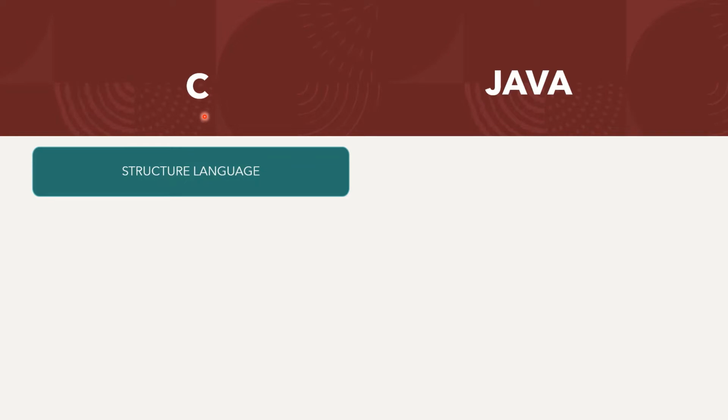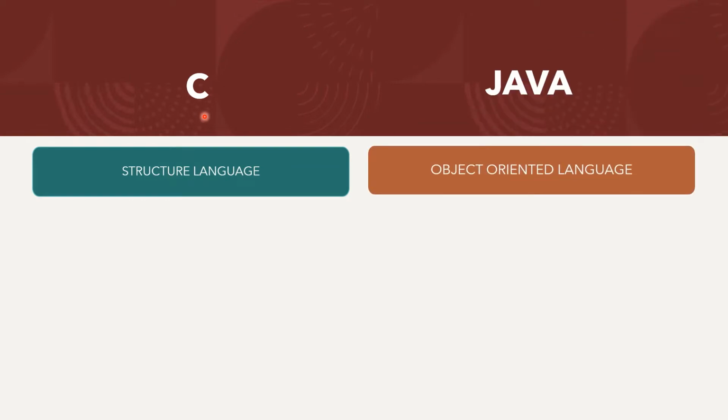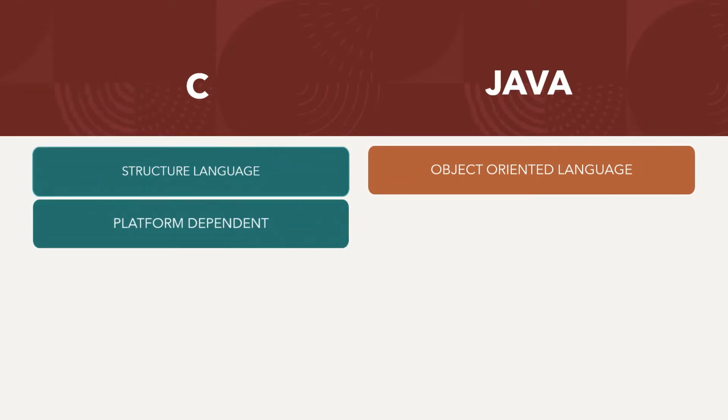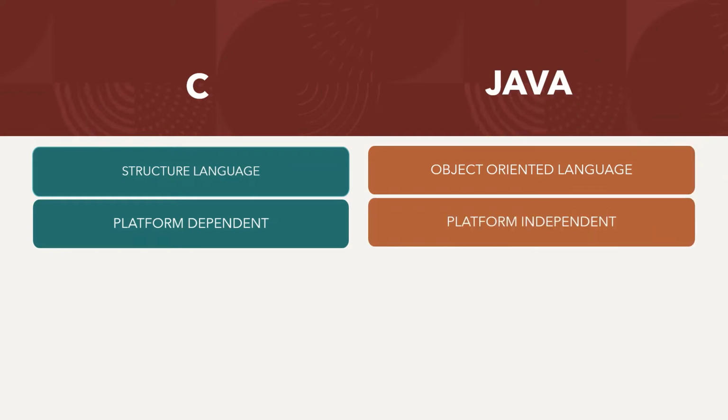Whereas Java is an object-oriented language. Why we call it an object-oriented language is that it resolves a real-time problem into a direct problem. Then the second advantage is Java is platform independent, whereas other languages like C and C++ are platform dependent.